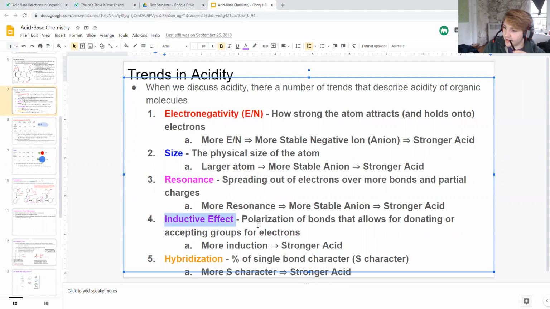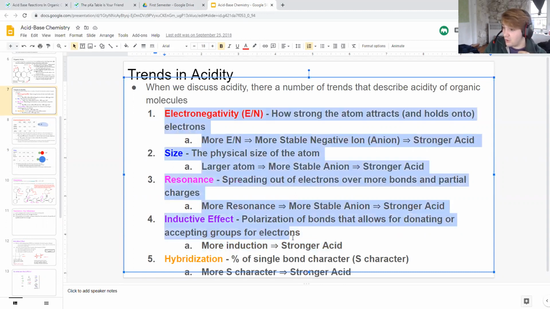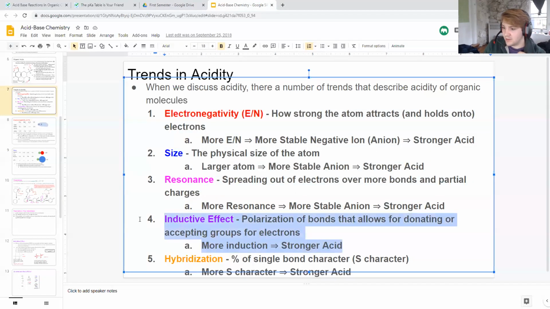The main one that we are going to be talking about right now is the inductive effect, because this is the one that really ends up playing a bigger deal in terms of the test. All of these are important to know, but this is the one that people end up asking me about a little bit more.